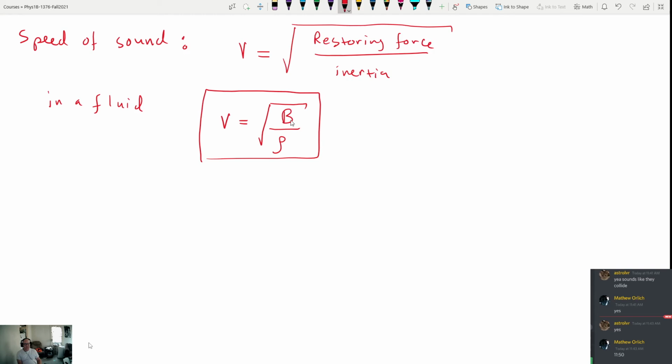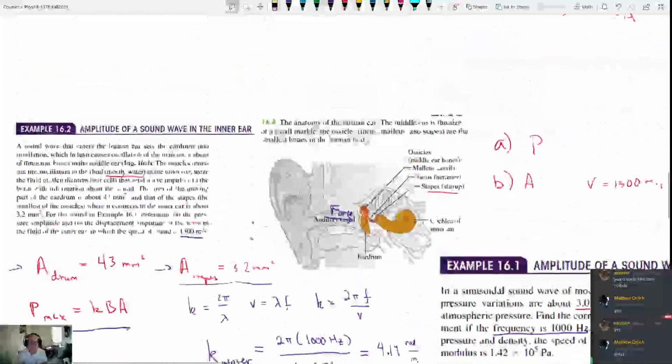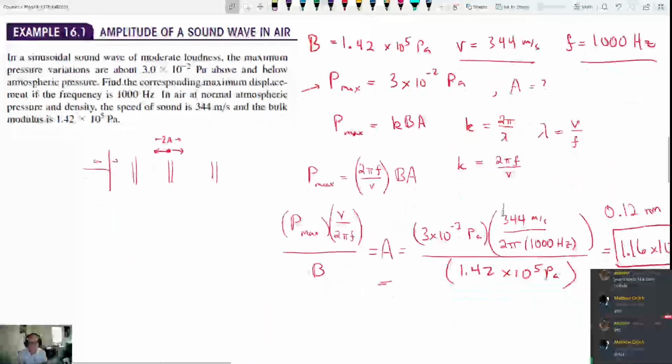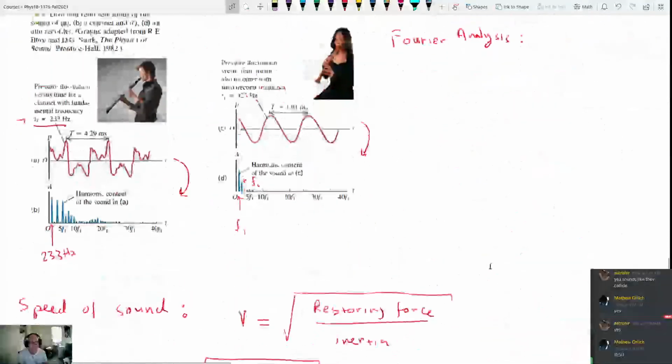So if we plug in the bulk modulus of air and we plug in the density of air, we could do that real quick, right? Because didn't we have from above what the bulk modulus of air was? It was like 10 to the 5. It was from this problem, right? Yeah, 1.42 times 10 to the 5 pascals.